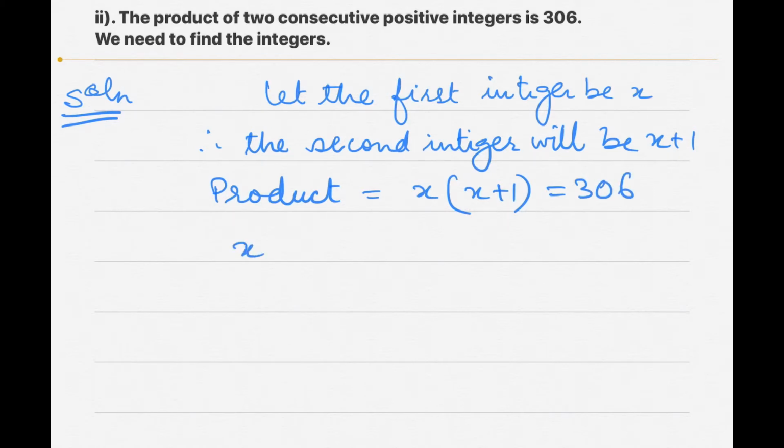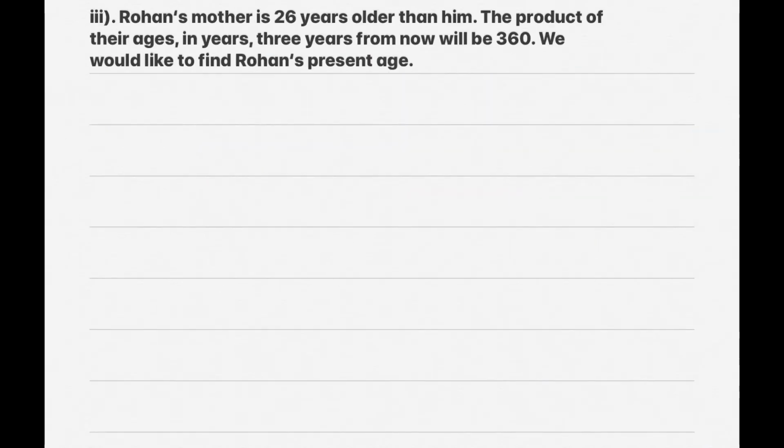Let me solve. So x square plus x minus 306, because 306 comes this side, so it becomes negative, is equal to 0. Now I'll just solve this equation, and I'll get my x, and then I can find out x plus 1, right? So this is my equation. Now let's move to the third part. The third part says Rohan's mother is 26 years older than him. The product of their ages in years 3 years from now will be 360. We would like to find Rohan's present age.